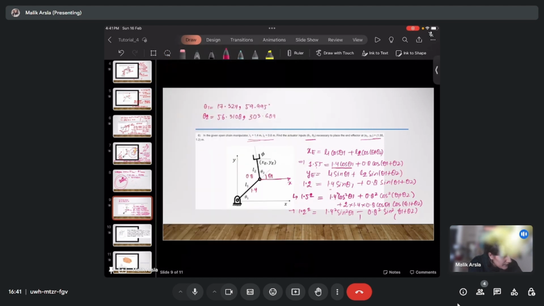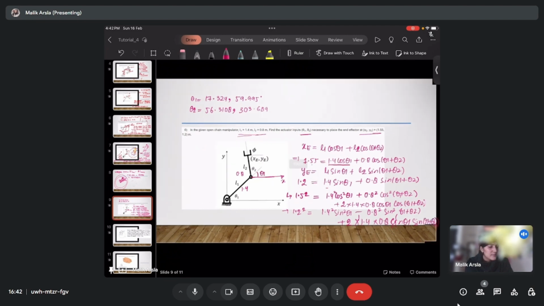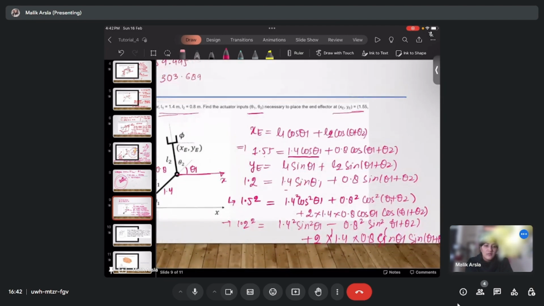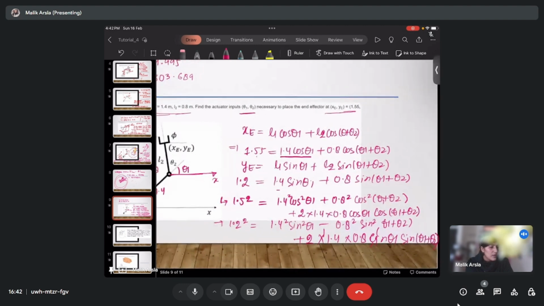Then the first term squared, the second term squared, plus twice 1.4 into 0.8 into sine theta 1 and sine of theta 1 plus theta 2. Any doubt till here? Did you understand what I did here? Is it visible to you? Yes, ma'am. Okay, to everyone, right?